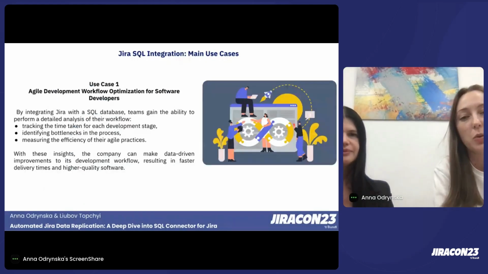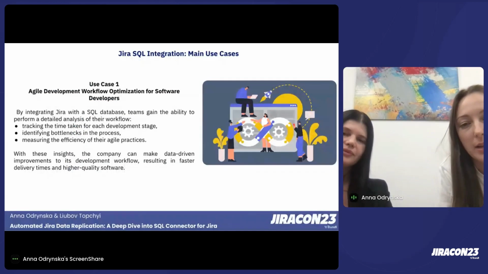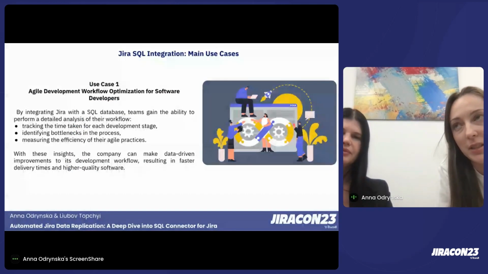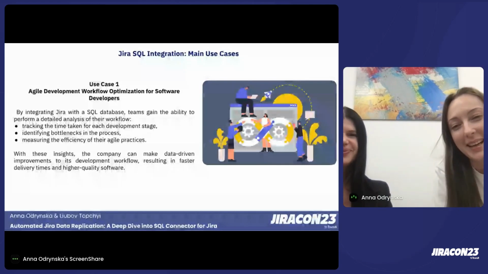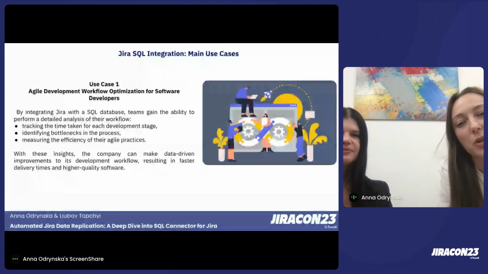So what are the use cases? Which companies and why do they normally use the Jira SQL integration? Let's talk about this. The first case, which may be very familiar to a lot of you, is the development workflow optimization for software development agile teams. So how does it work?